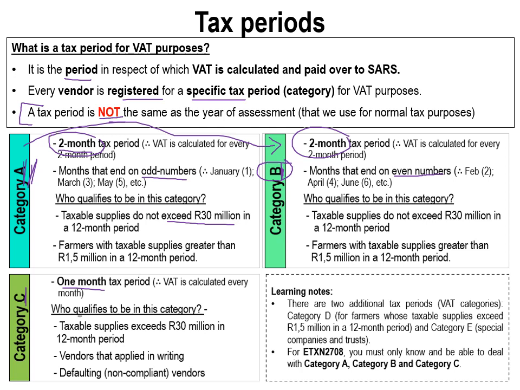So who qualifies to be in this category? Vendors whose taxable supplies exceed 30 million in a 12-month period. So if your turnover, taxable supplies, you'll see taxable supplies has a very specific meaning for us, exceeds 30 million in a 12-month period, you will automatically be registered as a category C vendor. You can also apply in writing to be registered in this particular category. And if you are a bit of a naughty vendor, if you're non-compliant or defaulting, not submitting your returns and payments as you should, then SARS is also going to put you into category C to make sure that you submit every single month.